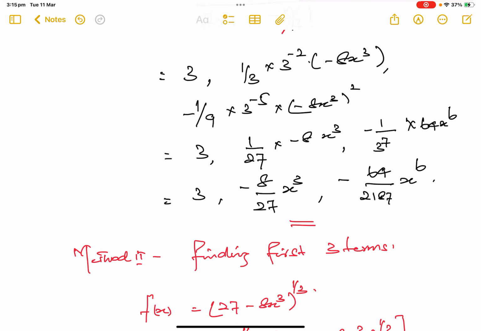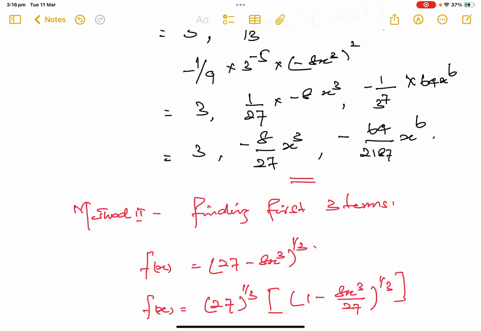More simplification: 3. Then the second term, 3 to the power of 2 is 9, so 1/9, because the power is negative, and another 3, so 1/27, then minus 8x³. For the third term, if you bring that 3 to the power of minus 5 to the denominator, with the 2 here, it is 3 to the power of 7, times 8 squared, minus 64, x to the power of 6.